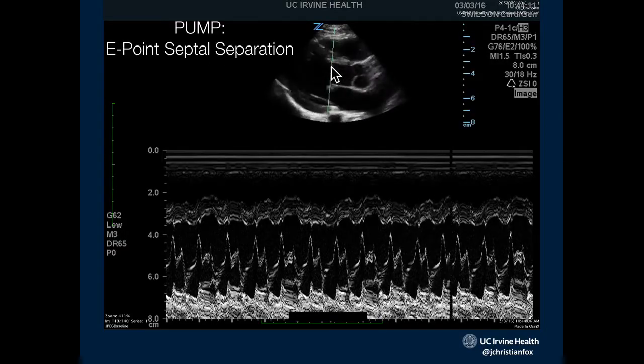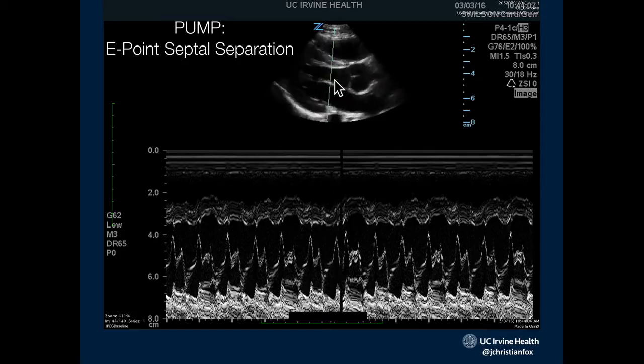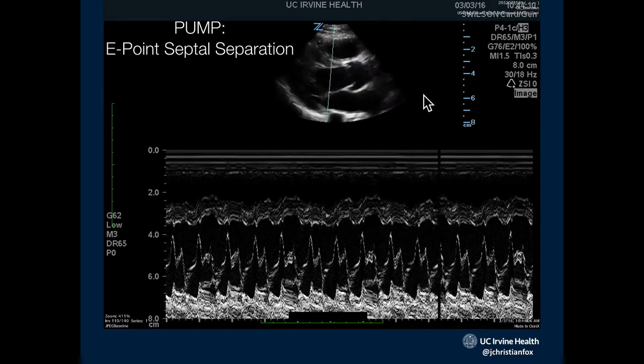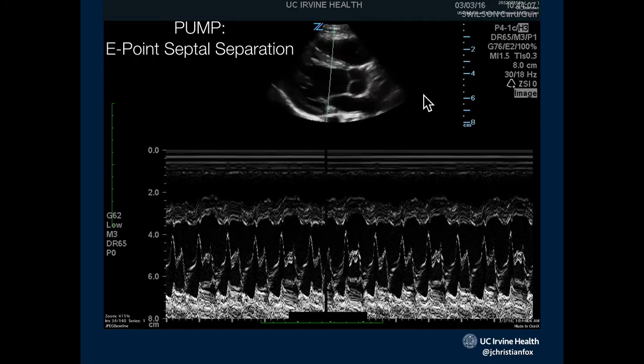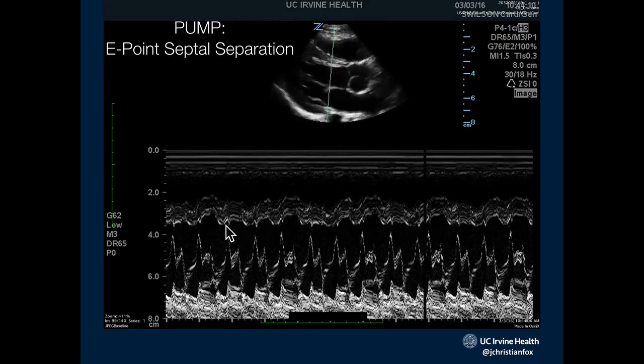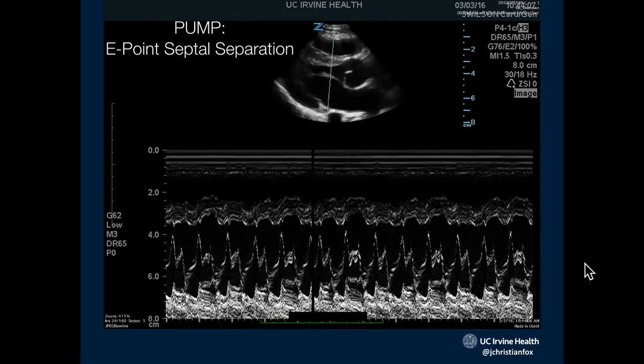Now you can eyeball it up here, and you can see how that mitral valve comes up pretty close. The septum even touches on some of those views. So you can sometimes just eyeball this, but if you want to be very precise, you can drop your calipers: less than 7 millimeters.